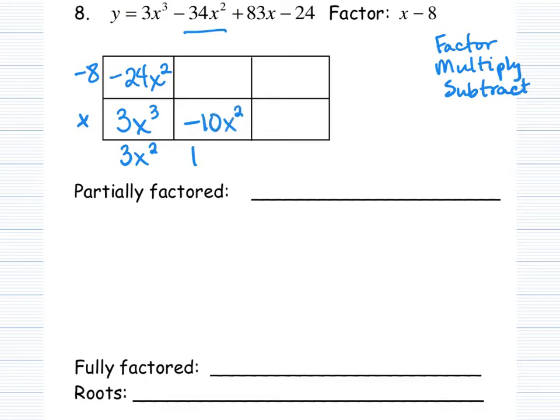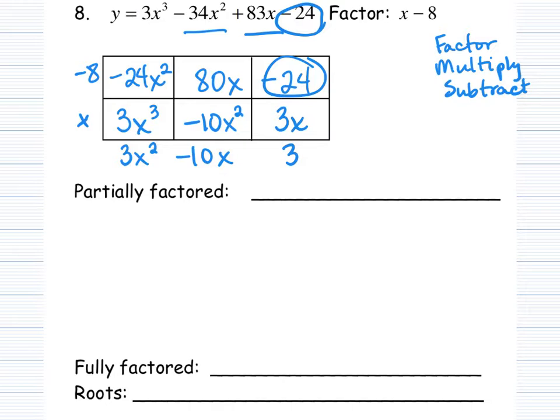Again, factor, so now we factor out a negative 10x, multiply negative 10x times negative 8 is 80x, and then subtract 83x minus 80x. So this is where I'm getting these. 83x minus 80x is going to give me what goes there. So 3x. Again, factor out the 3, multiply negative 24. And because that and that are the same, we know we're good to go. So that gives us the partially factored form: x minus 8 times 3x squared minus 10x plus 3.